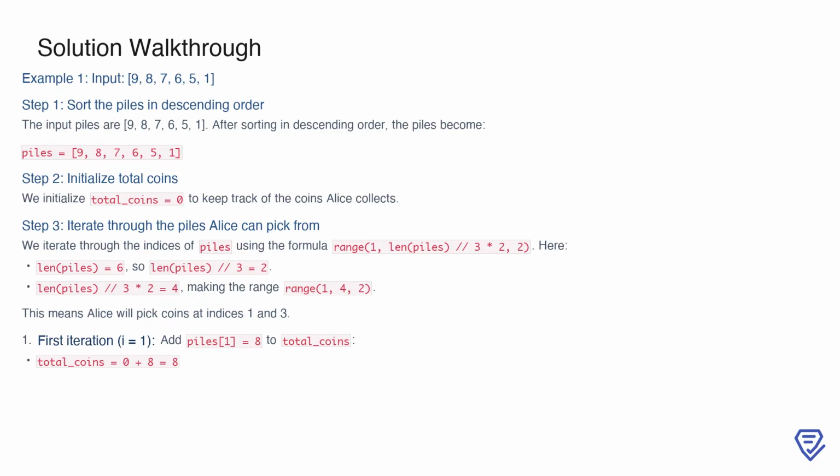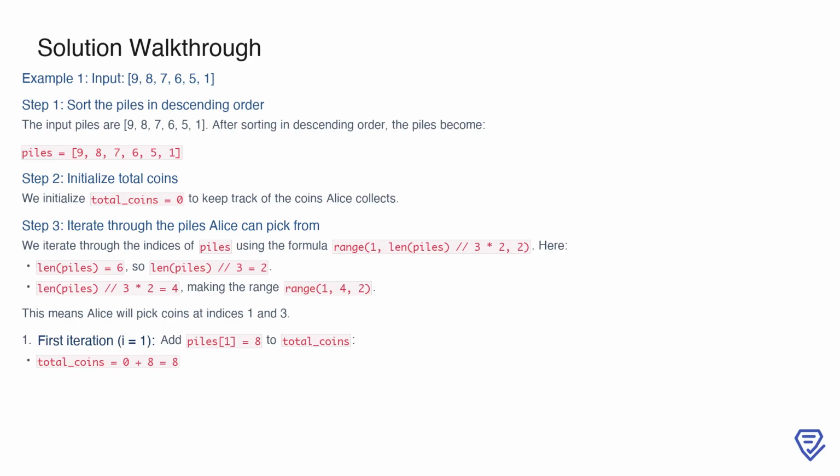To solve this problem, we start by sorting the input piles in descending order. For the given input, 9, 8, 7, 6, 5, 1, the sorted piles become 9, 8, 7, 6, 5, 1. This ensures that the largest values are at the front, which is important for the strategy we'll use to maximize Alice's coins. Next, we initialize a variable total_coins to 0. This will keep track of the total number of coins Alice collects as we iterate through the appropriate indices.